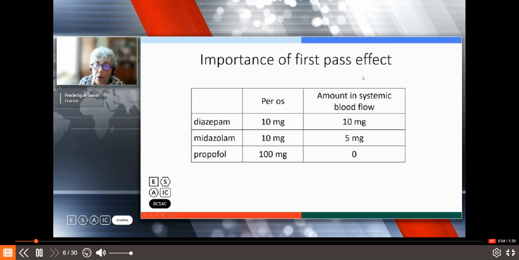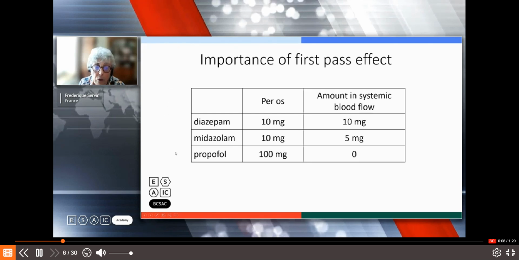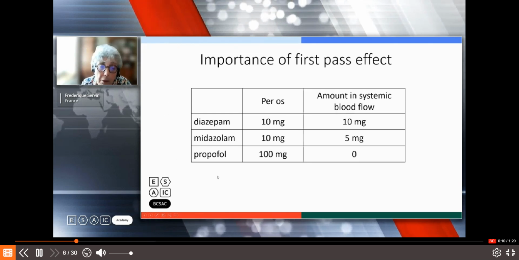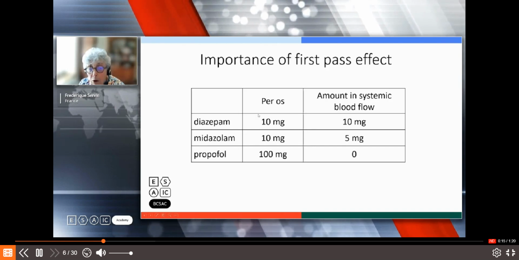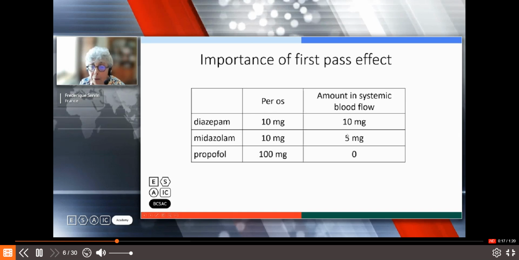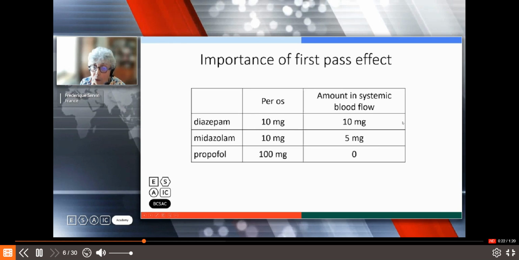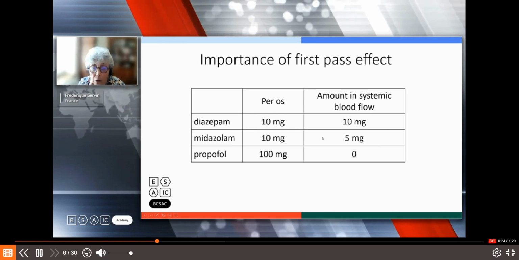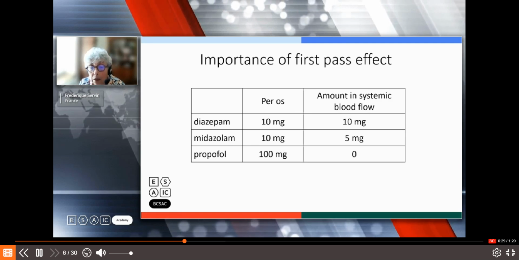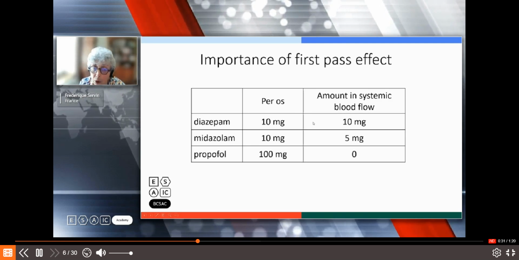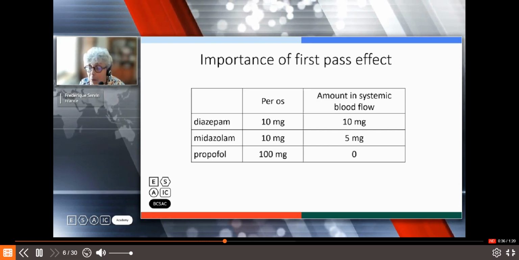To see the importance of this first pass effect, you can see here three very well-known drugs: diazepam, midazolam, and propofol. Diazepam has a low clearance. If you give orally 10 milligrams diazepam, you will get 10 milligrams in the systemic blood flow. With midazolam, which has a higher clearance, if you give 10 milligrams orally, you will get about 5 milligrams in the systemic blood flow.